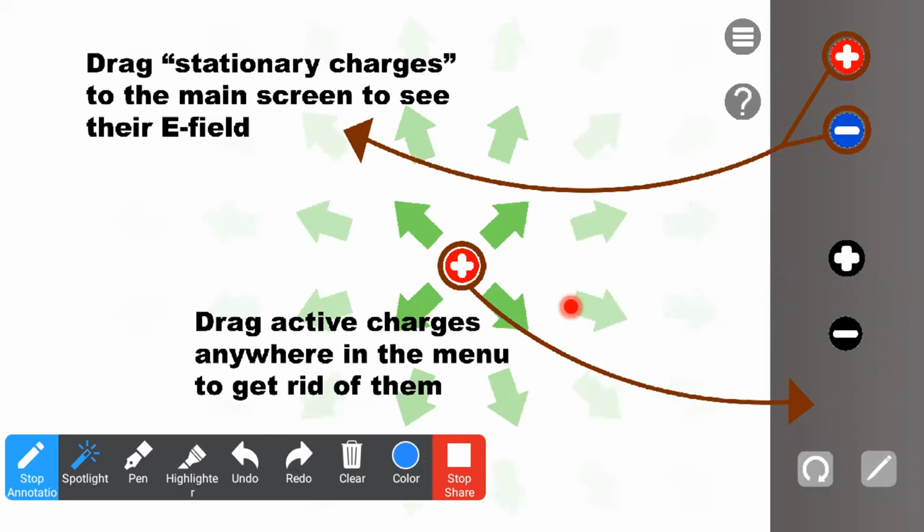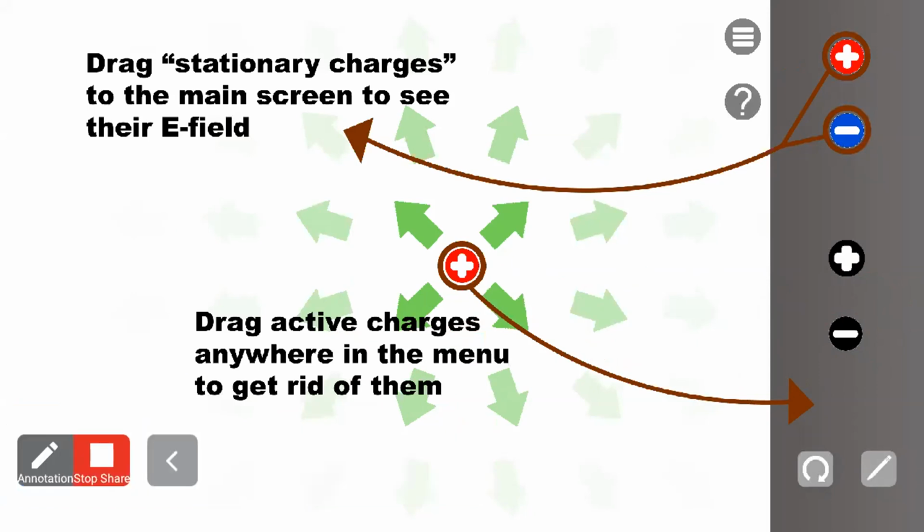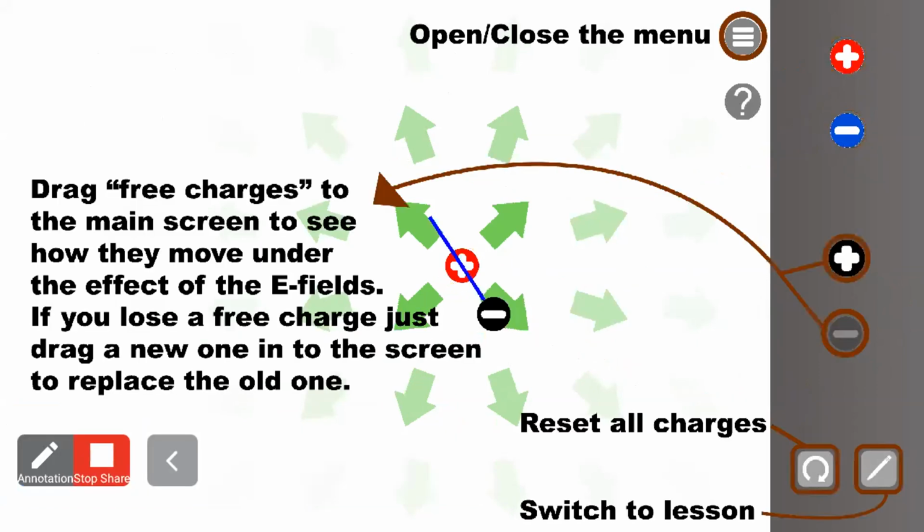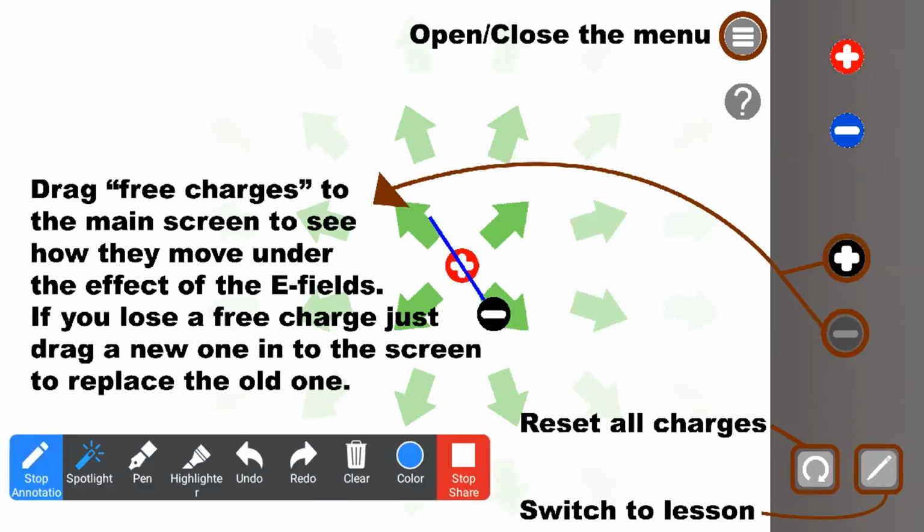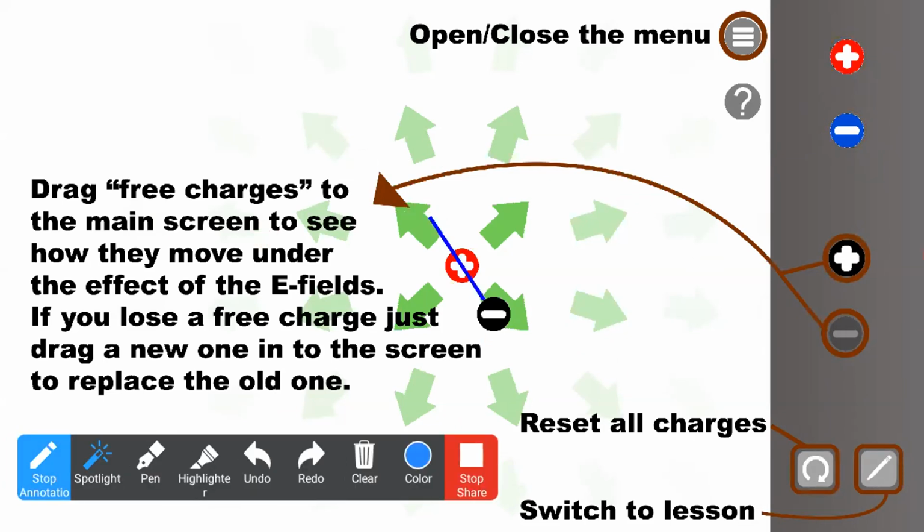Otherwise, they have given it clearly: these are all called free charges. Free charges means they can move anywhere. This plus and minus are free charges. They can move anywhere on the screen, depending on the forces. Again, this is to reset all charges. Are you all getting this description, sir? Yes.